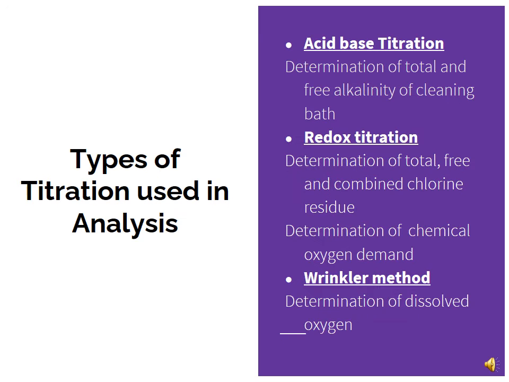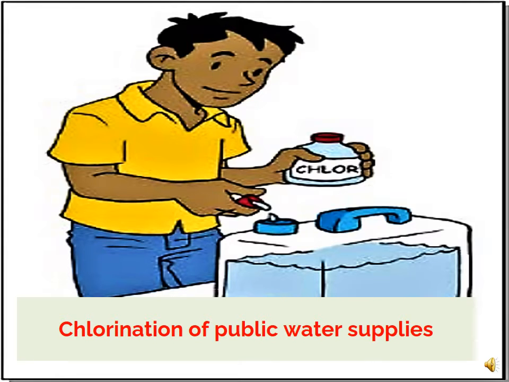This is Masajid, and along with Voya I am going to discuss the application of different types of titration method analysis. The types of titration used are the acid-base titration and redox titration. The first is the chlorination of public water supplies. Chlorination is a process in which the wastewater is treated to make it useful for drinking and other purposes.